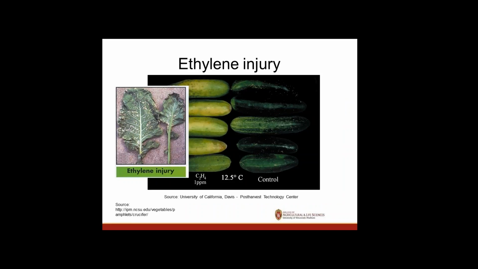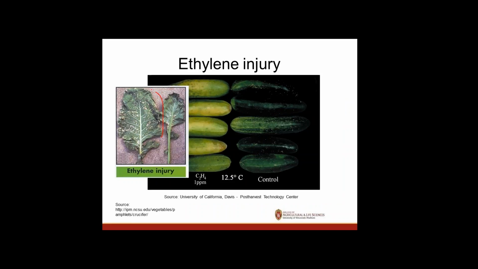Ethylene injury can also be a problem. We never want to store ethylene producers, so something like apples and pears, with many of our other fruits. They're susceptible to ethylene injury, not ethanol, ethylene.